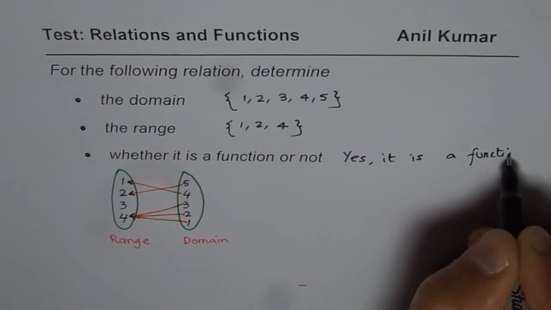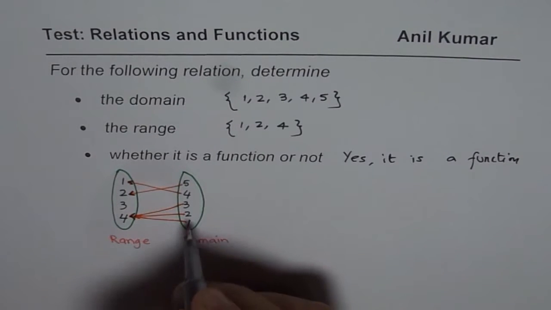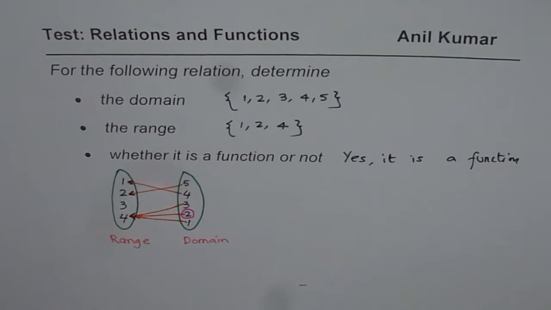Now some of you must be wondering why I made a change. The change which I made from the question is that I have linked 2 also to 4. Reason for that is that if I do not link 2, then it is not even a relation. You get my point? Because in the domain, every element should be linked with one or more elements in the range.